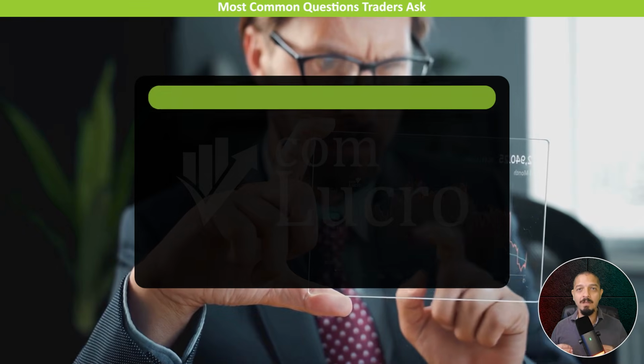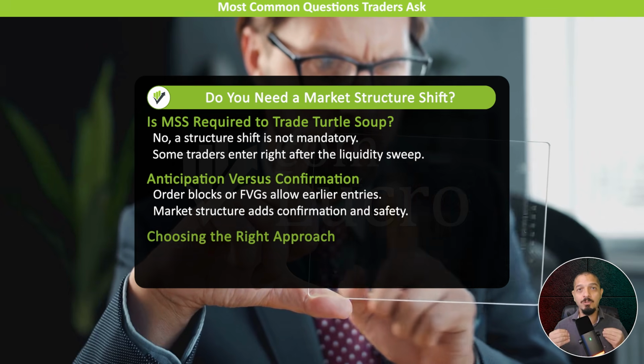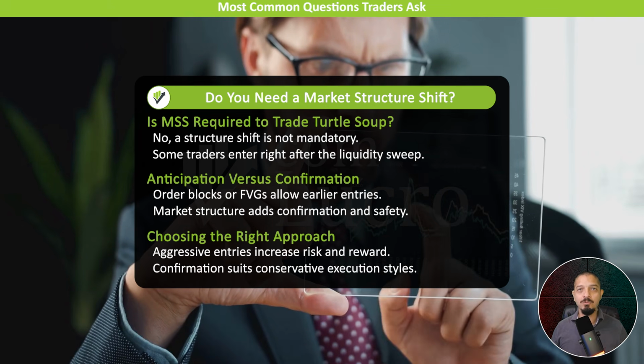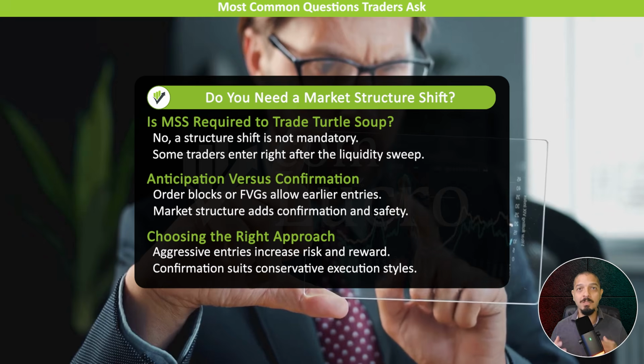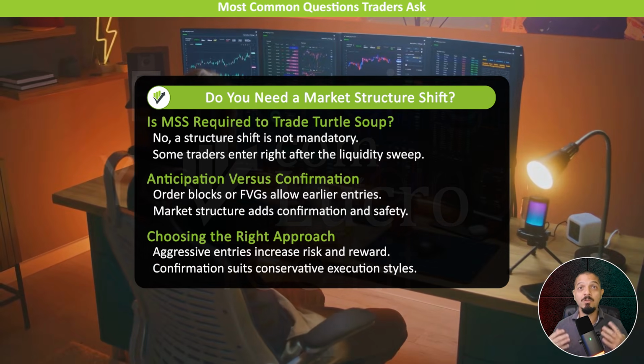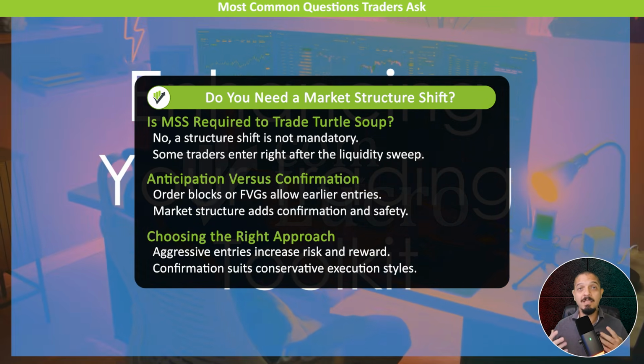Now let us cover some of the most common questions traders ask about the ICT turtle soup strategy. These are the points that usually come up once traders start trying to apply it in real market conditions.